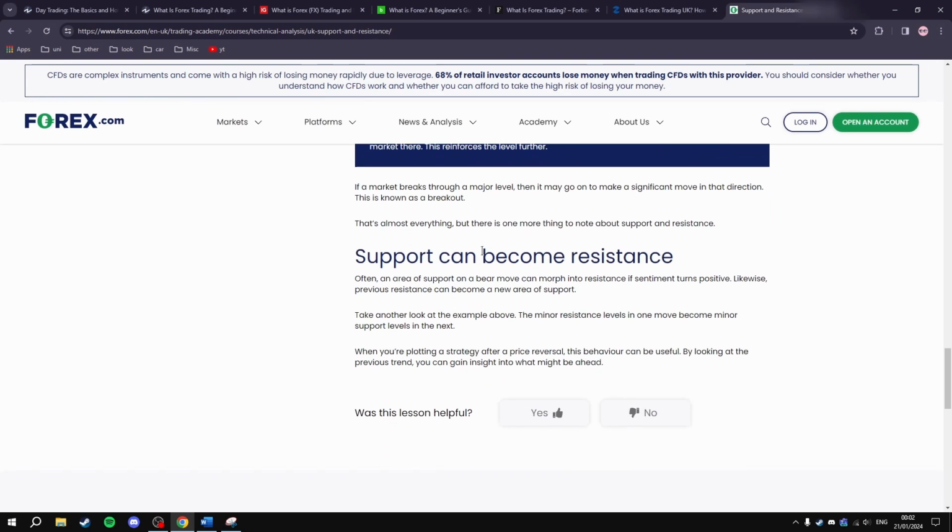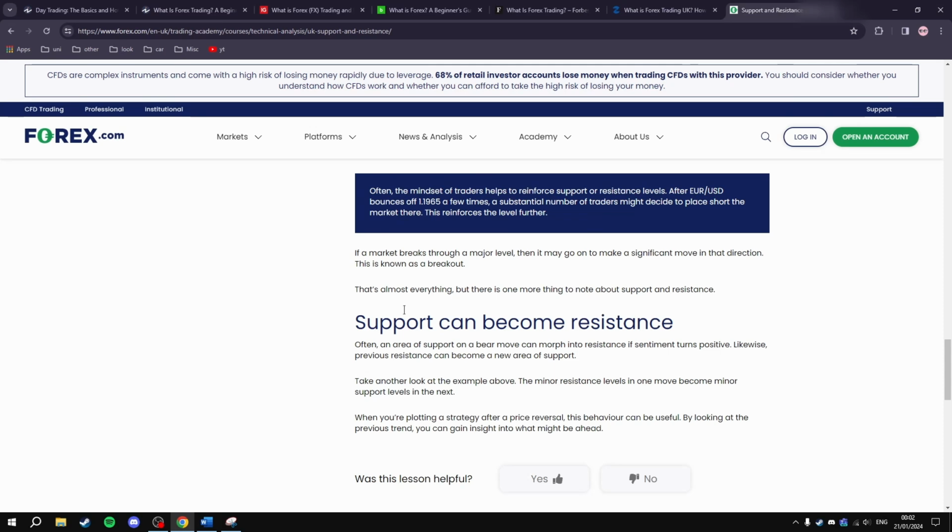That's almost everything, but there is one more thing to note about support and resistance. Support can become resistance. Often an area of support or a bear move can morph into resistance if sentiment turns positive. Likewise, previous resistance can become a new area of support.